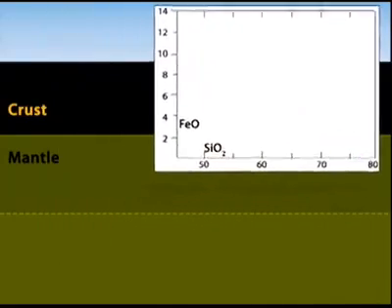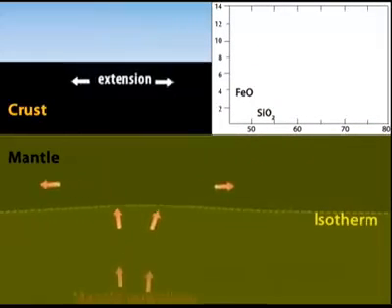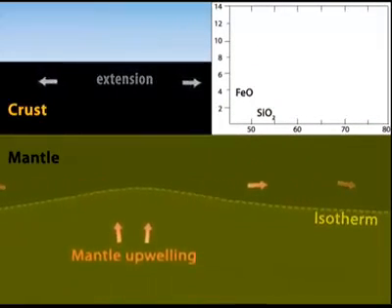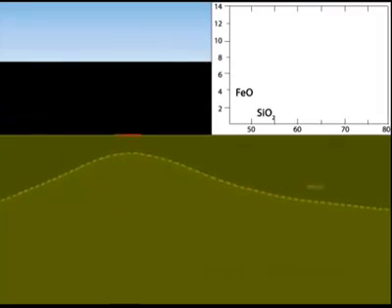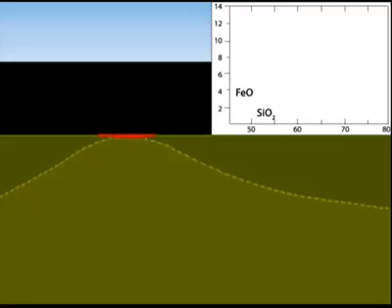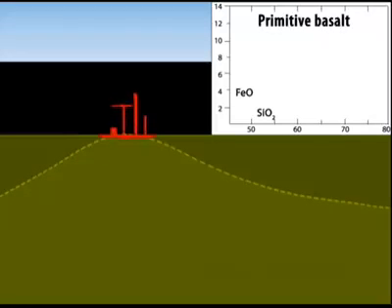During regional extension, upwelling of the mantle is reflected in the rising isotherm. Hot solid mantle rises to lower pressure. This causes partial melting of the mantle near the base of the crust. Magma is injected into the crust, and thin flows of primitive basalt erupt at the surface.